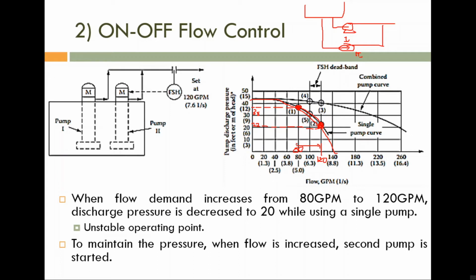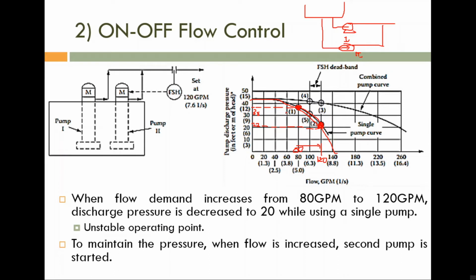So you can see that the flow demand is increased, that is why the flow rate changed from 80 to 120. But please note, the pressure demand is not changed. We need the same pressure or almost the same pressure. But here the pressure changed from 38 psi to 22 psi, which is a very large change. So the question is how to reduce this change in pressure.